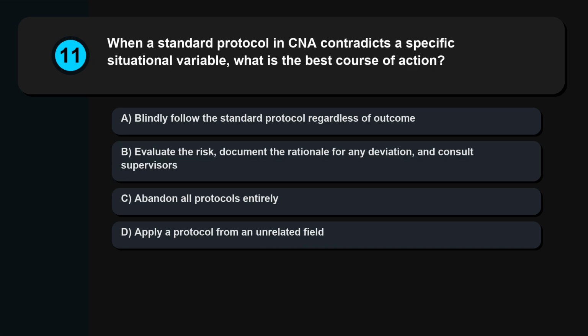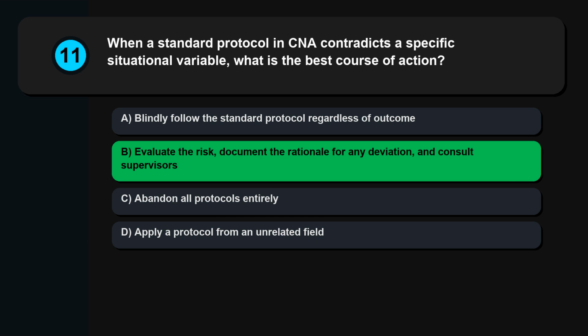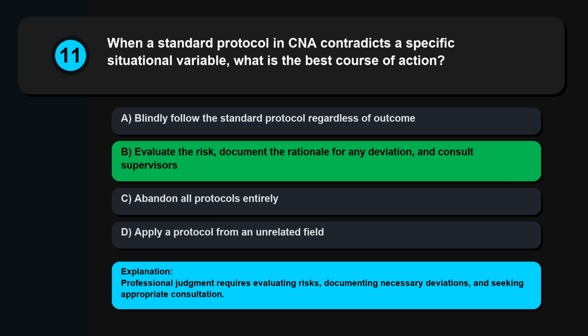Question 11. When a standard protocol in CNA contradicts a specific situational variable, what is the best course of action? Blindly follow the standard protocol regardless of outcome. Evaluate the risk, document the rationale for any deviation, and consult supervisors. Abandon all protocols entirely. Apply a protocol from an unrelated field. Professional judgment requires evaluating risks, documenting necessary deviations, and seeking appropriate consultation.